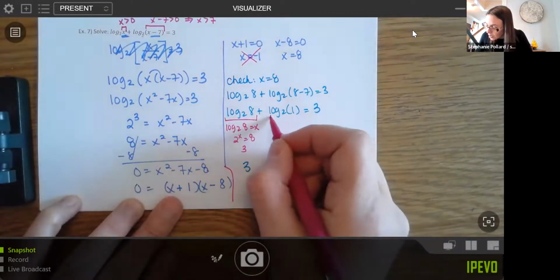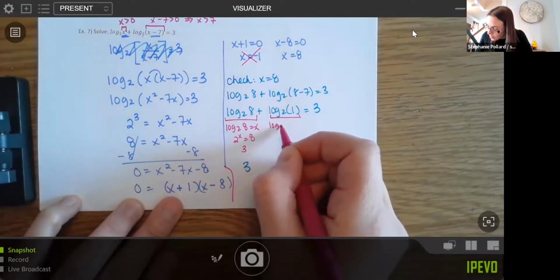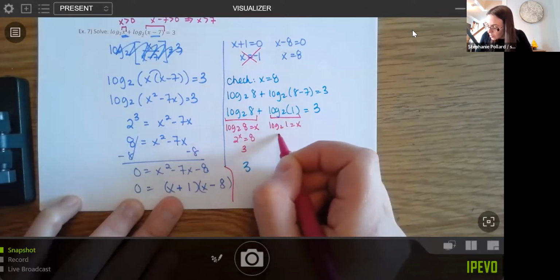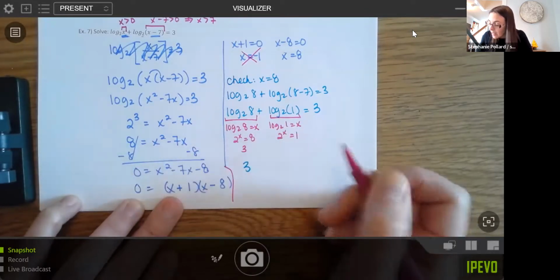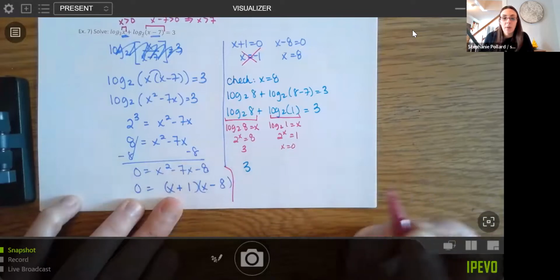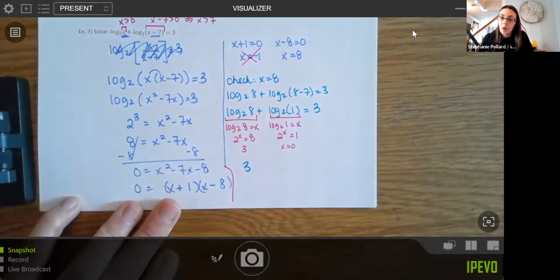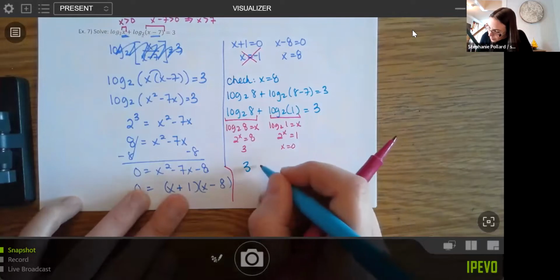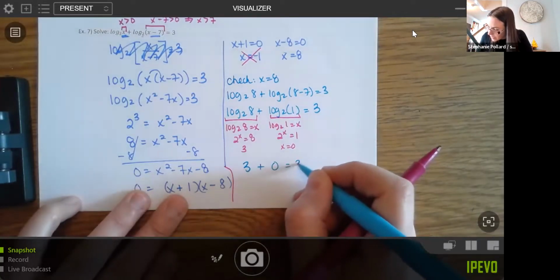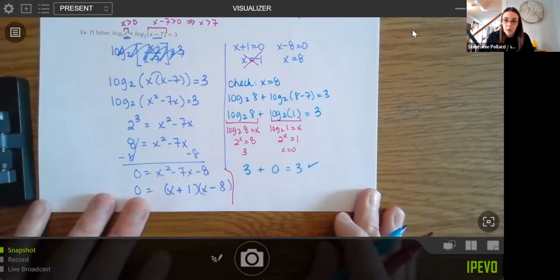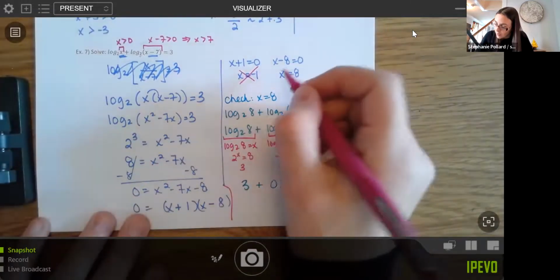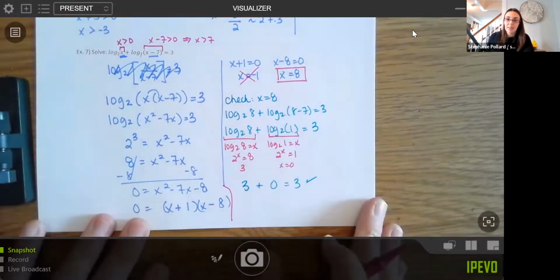And then here, you're looking at log base 2 of 1 equals x. So we're saying 2 to what power would be 1? And the answer there would be 0. So remember, when you're having a 1 here as your argument, the value is going to be 0 because that's the only exponent that makes the answer 1. So this becomes 0. So I have 3 plus 0 equals 3 for my equation, which is true. So you have one solution here, that x equals 8.